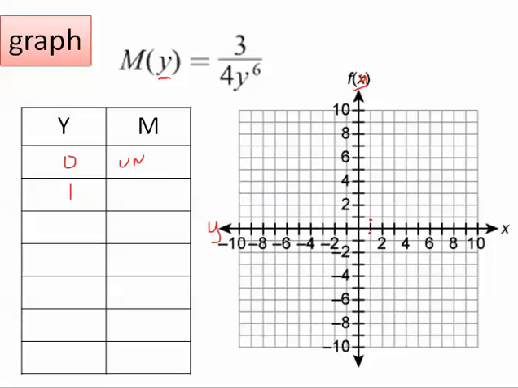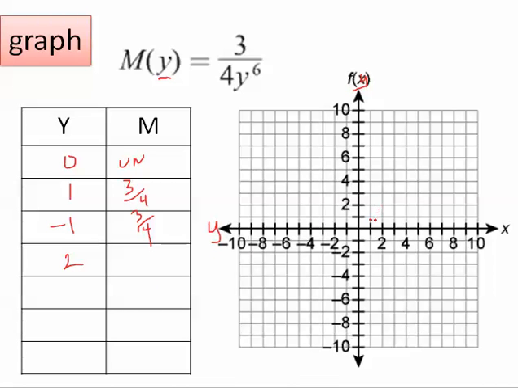Okay? And if I stick a 3 over 4, if I stick a negative 1 in there, I'm going to get the same thing, 3 over 4. If I stick a 2 in there, 2 to the 6th power is 2 times 2 is 4 times 2 is 8 times 2 is 16 times 2 is 32 times 2 is 64 times 4 is 256. So I'm at 3 over 256.